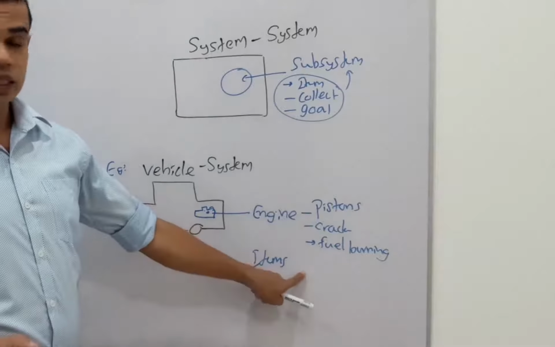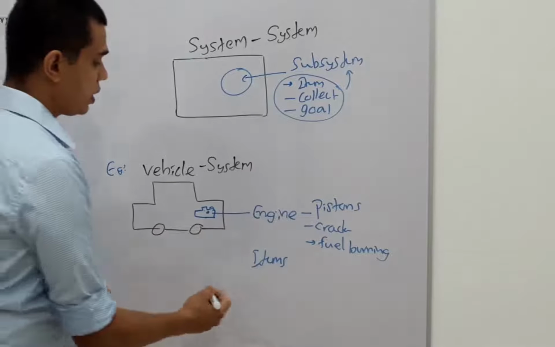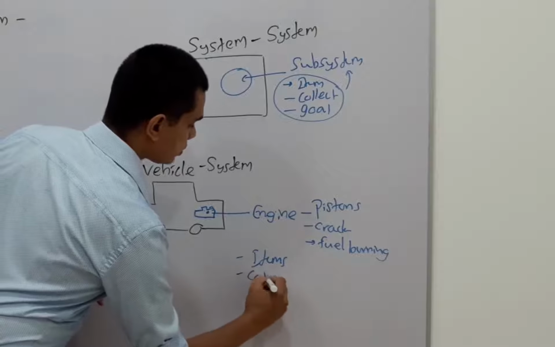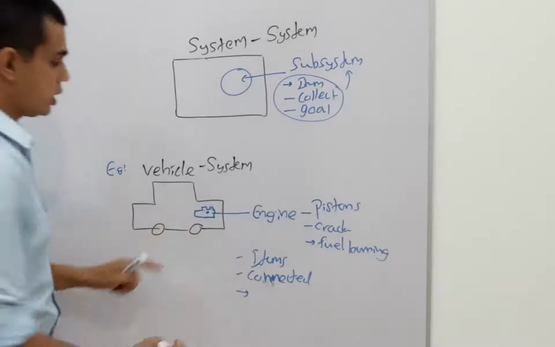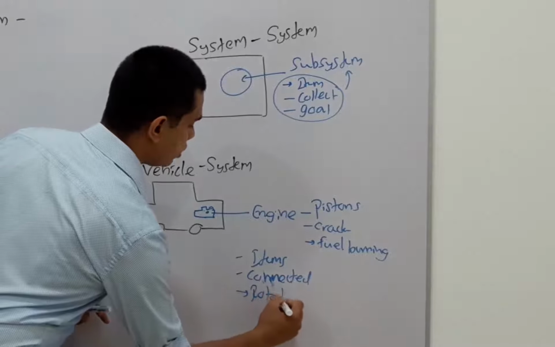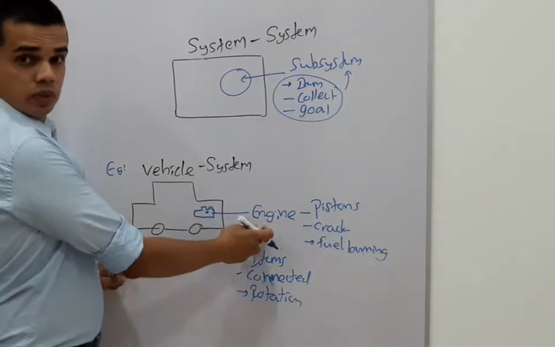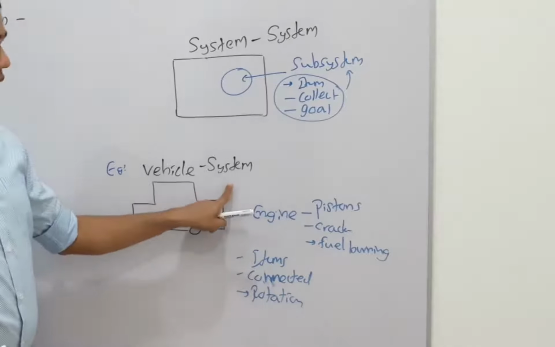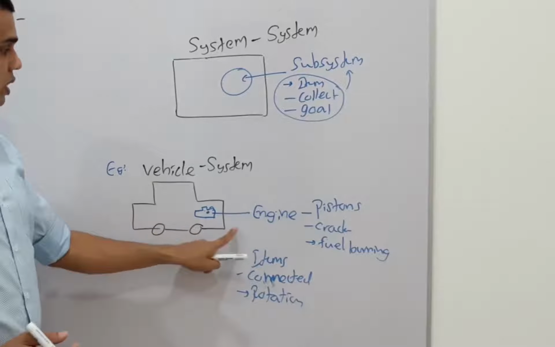And are they connected? Why not? Pistons are connected to the fuel injection equipment, and the crank is there. Likewise, many things are there, so the collection or connectivity is there. And doesn't the engine have a goal? Yes, it has to provide the rotation, the movement. Then the three things are there. So this is also a system. But on the other hand, this system is a subsystem of the main system. Our main system is the vehicle. This is a part of the main system. So this is a subsystem.